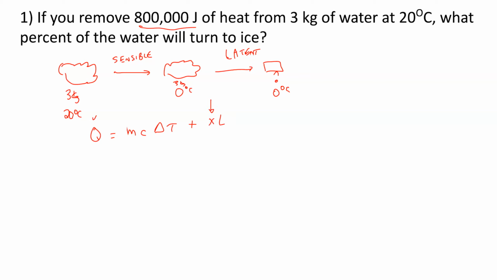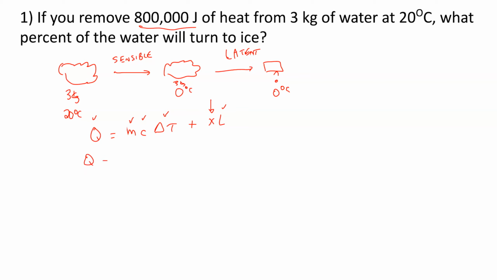You see that I have Q. I've got 3 kilograms. I've got the specific heat of water there. Those constants will be given on the test. I got to drop it 20 degrees. The latent heat right there, 335,000. So I've got everything except for X, and we can just solve for that.